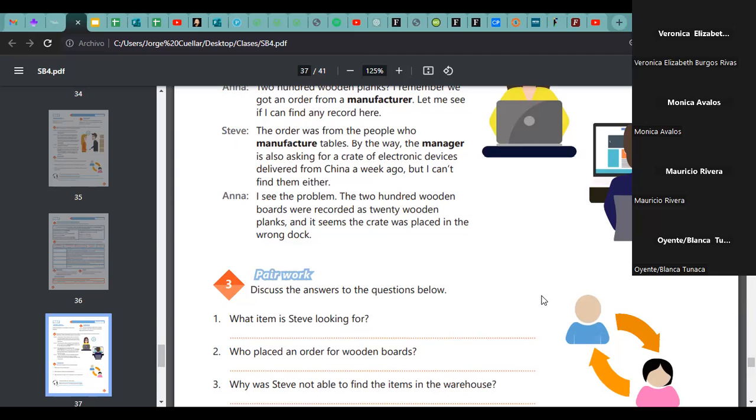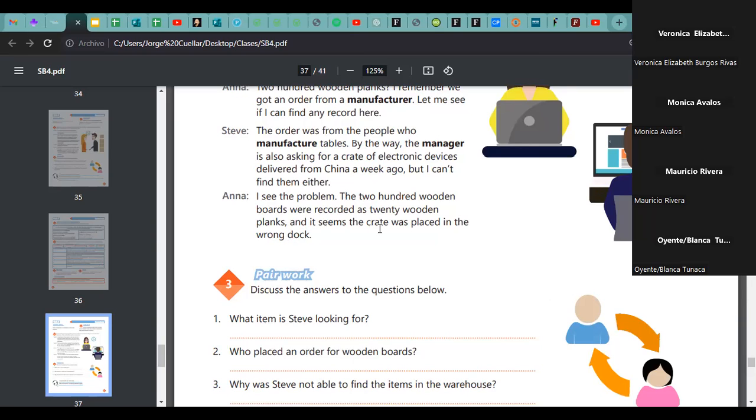What was the reason that Steve was not able to find the items in the warehouse? In the dock. Well, that is part of the answer. Yes. The answer is the 200 wooden boards were recorded as 20 wooden planks. And it seems the crate was placed in the wrong dock.